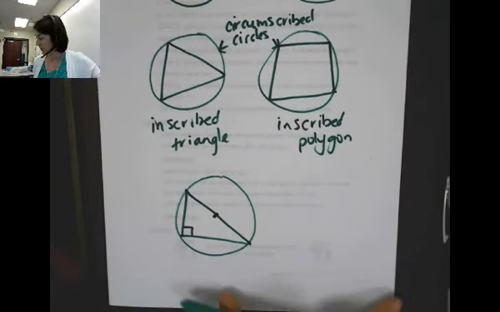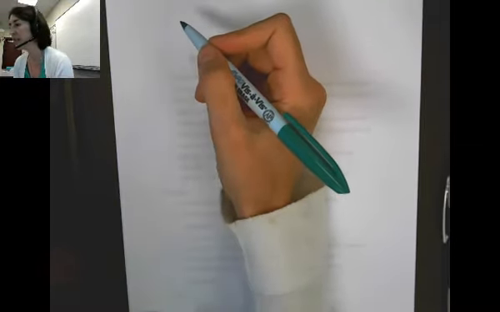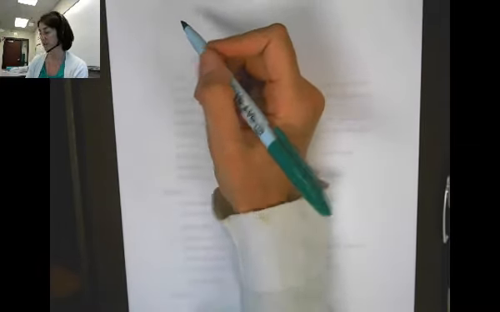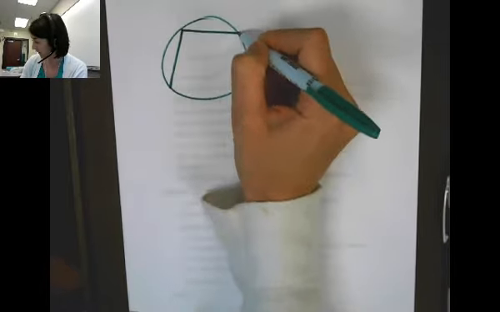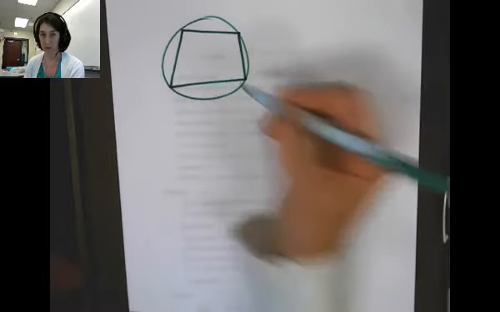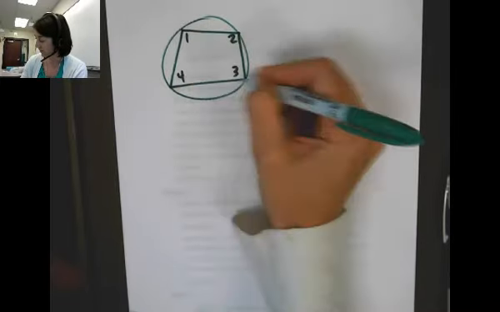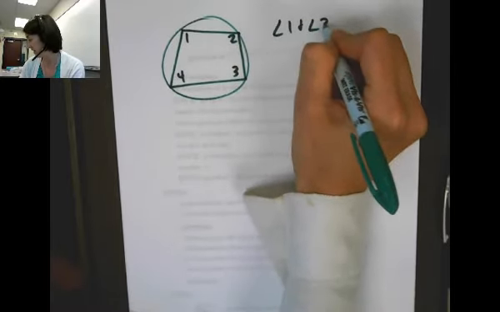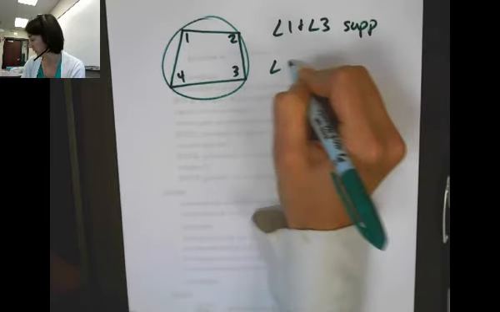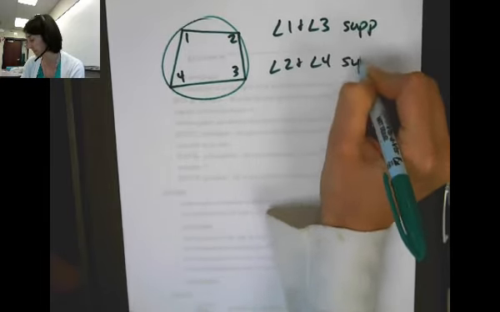And one other theorem, something you're going to have to practice in this lesson, is that a quadrilateral can be inscribed in a circle if and only if its opposite angles are supplementary. That is going to be another thing we'll practice, solving for missing angle measures in this quadrilateral. I'll call the angles 1, 2, 3, and 4. If this is inscribed, if every vertex is on the circle, then angle 1 and angle 3 are supplementary, and angle 2 and angle 4 are supplementary.